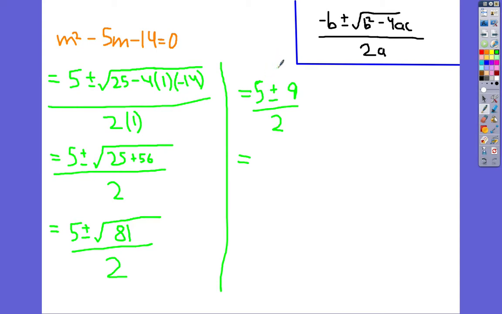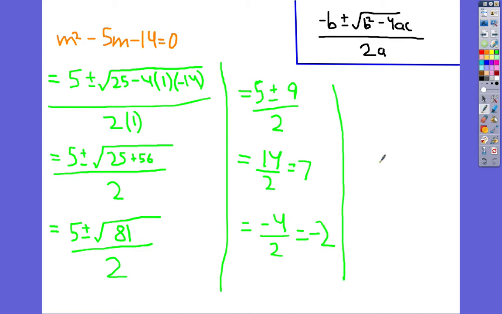And now 5 plus 9 is 14 over 2, which is the same thing as 7, and 5 minus 9 is negative 4 over 2, which is the same thing as negative 2. So our two values for m are 7 and negative 2.